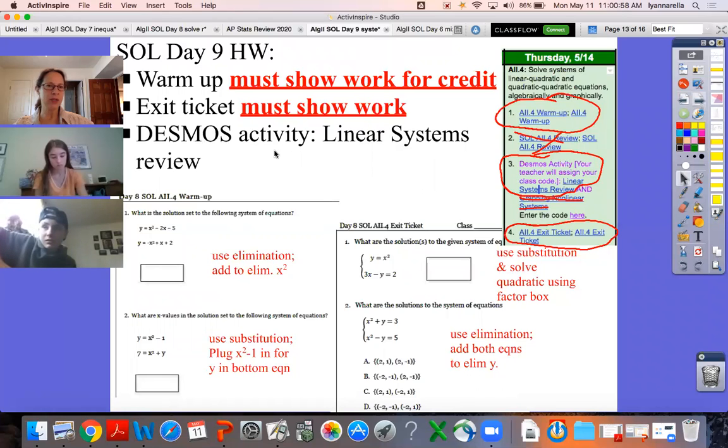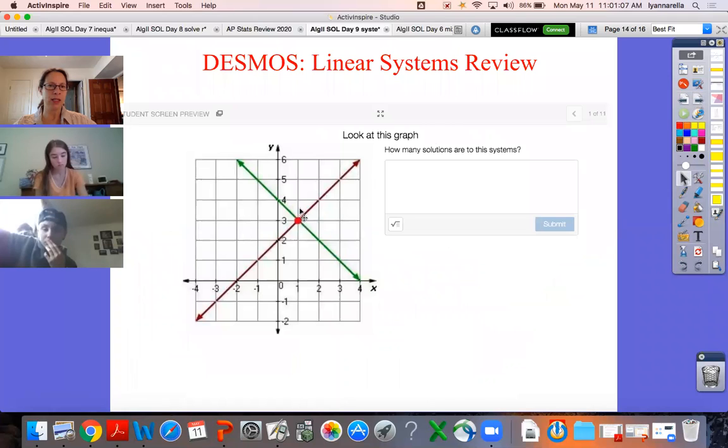And then there is a linear systems Desmos review where you don't need to show me your work. Some of you are attaching your Desmos work. I don't need to see that. So for the Desmos, it looks like this. You actually have to tell them how many solutions.